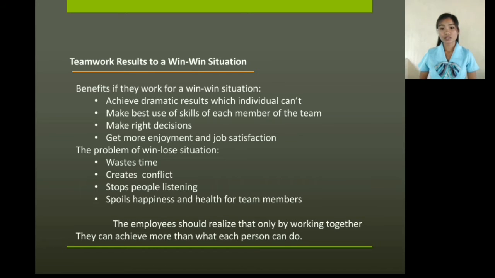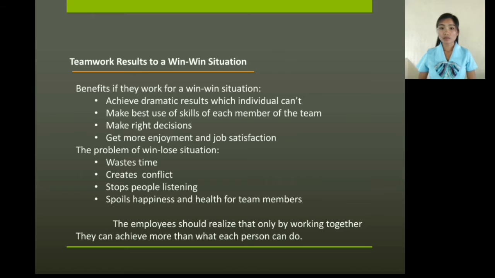Teamwork results in a win-win situation. The following are the benefits if they work for the win-win situation. First, achieve dramatic results which individuals can't, and only by teamwork can be. Make best use of the skills of each member of the team. Make right decisions and get more enjoyment and job satisfaction.